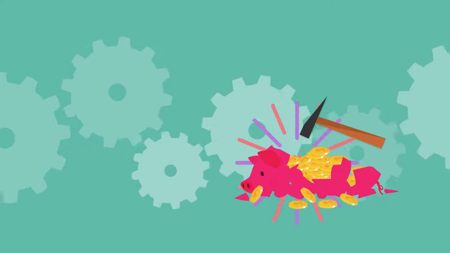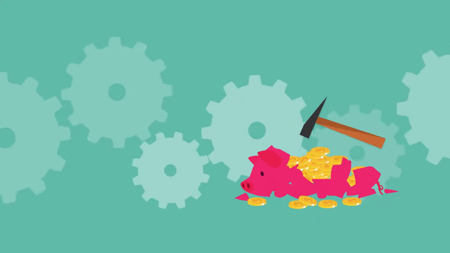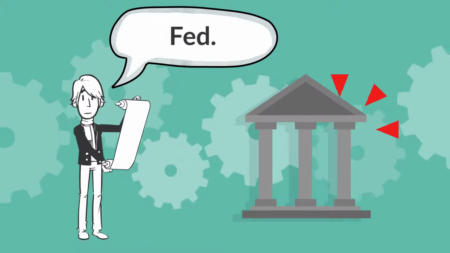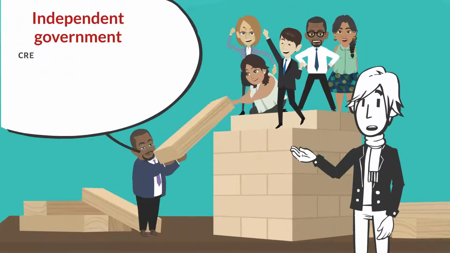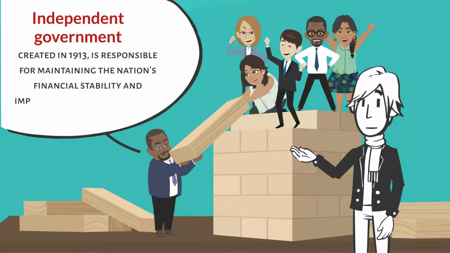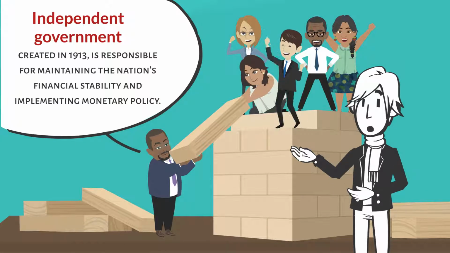Imagine a giant lever that controls the flow of money in the economy. That's the Federal Reserve, also known as the Fed. This independent government agency, created in 1913, is responsible for maintaining the nation's financial stability and implementing monetary policy.